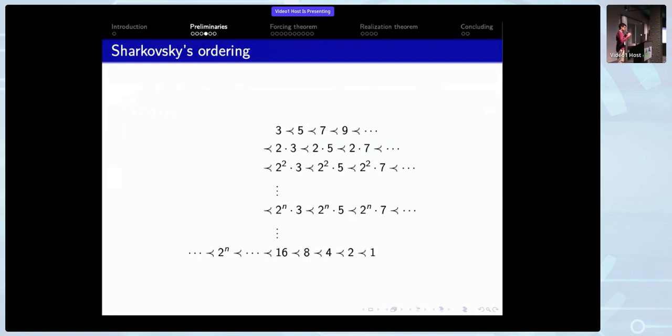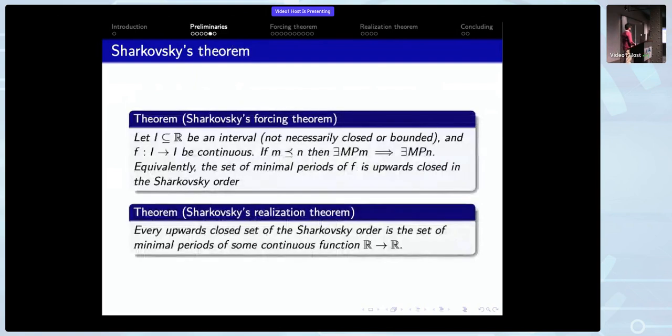Another consequence is that if I have a real valued function which has finitely many fixed points, then all of the fixed points must be powers of 2, because otherwise I would be included in this infinite range. So that's all consequences of Sharkovsky's theorem. So I think it's a pretty impressive theorem. What's even cooler is that that's not all he proved. He also had the converse.